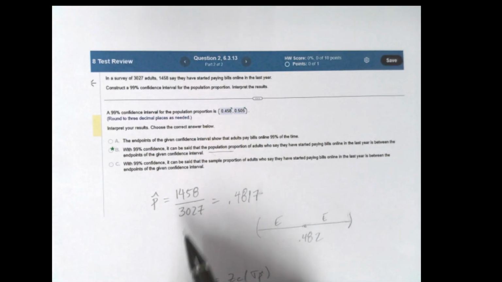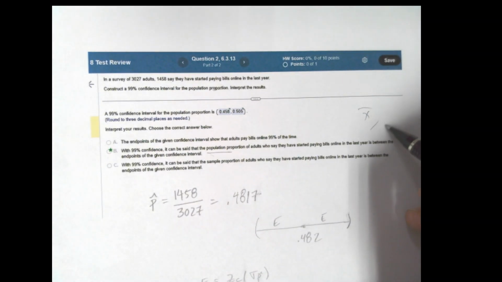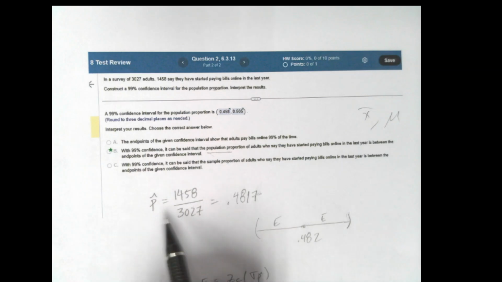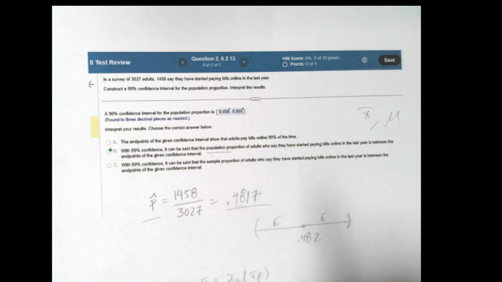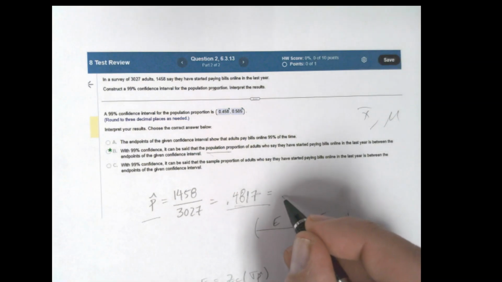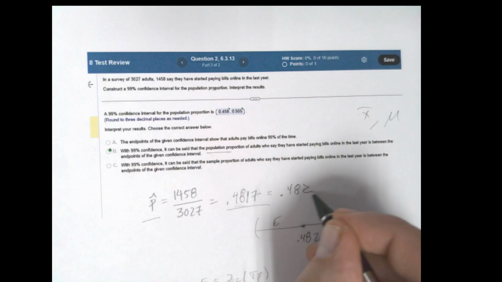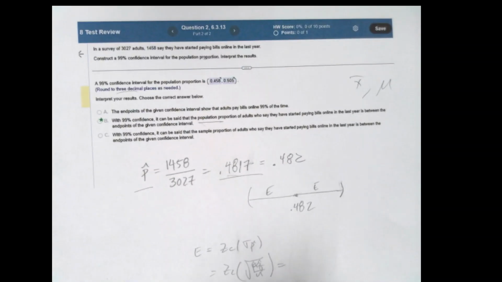I did the math here. So first of all, we know it's a proportion. It's not a mean, X bar. The statistic from your sample is the successes that pay the bill online out of the 3,027, and that gives you 0.4817, so about half. I'm going to round that to 0.482. It asks for 3 decimal places, so I'm going to use that 0.482.